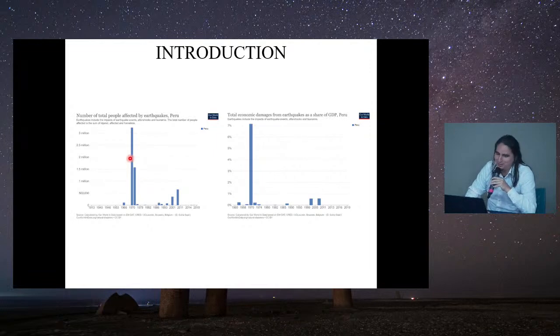Okay. Thank you. So as I mentioned, this is the earthquake of the 70s in Ancash. This is the 2001 Camaná that Dr. Jimenez showed yesterday, and this is the Pisco earthquake in 2007. And in here is the damage as a share of GDP.